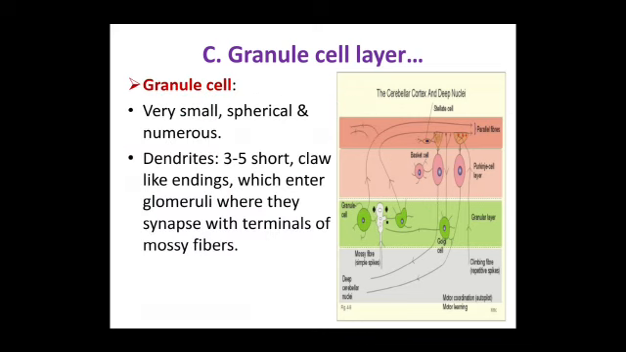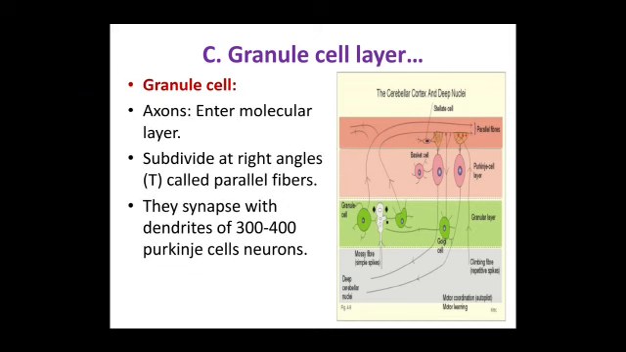So now we will take up both the cells. Granule cells are small, spherical and numerous. Dendrites: 3 to 5 short claw-like endings which enter the glomeruli, where they synapse with the terminals of mossy fibers. The axons enter the molecular layer and subdivide at right angles, forming a T, called parallel fibers. They synapse with the dendrites of 300 to 400 Purkinje cell neurons.